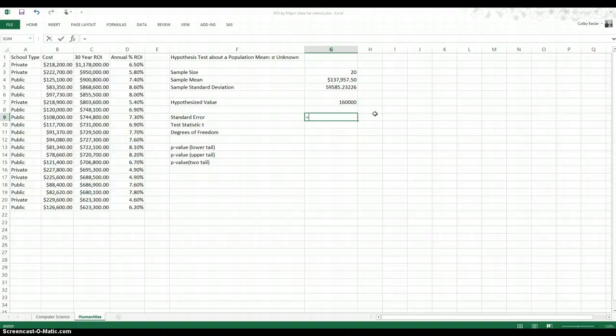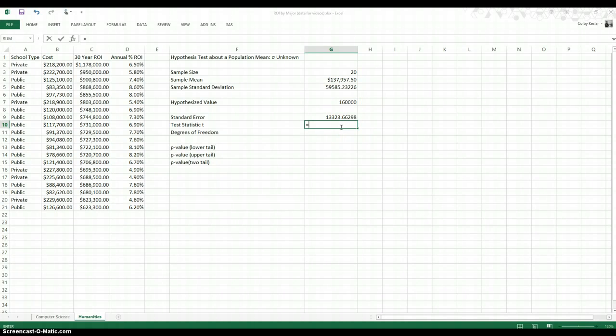All right, in order to find my p-values for a hypothesis test, I need to find my standard error. So to do that, I will equal standard error. To find that, I take my standard deviation, so select what I had before, and then I divide that by the square root of my sample size. So divide by SQRT of sample size. So there's my standard error.